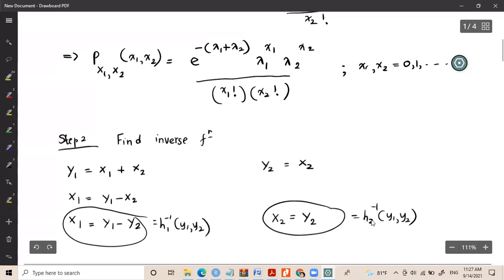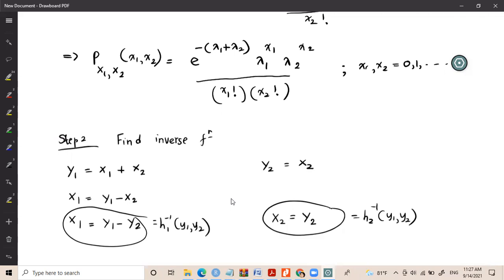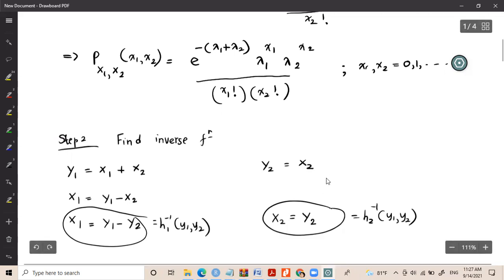So the inverse function of h2, you have only y2, right? And inverse function of h1, it is y1 minus y2. Is this okay to all of you? How to find x1 and x2 in terms of y1 and y2 only, right?